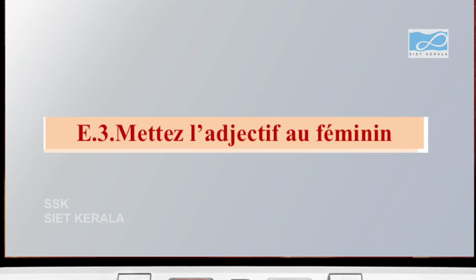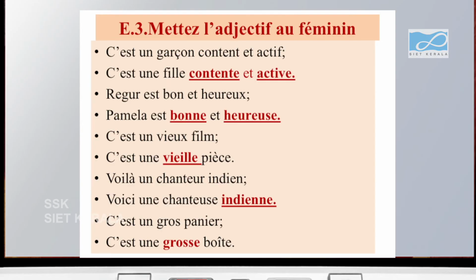So it goes like this, mettez l'adjectif au féminin. You have to change the adjective into the feminine form. Okay? So you have a masculine noun given in the first part with the adjective, c'est un garçon content et actif. Okay? So garçon is masculine singular, you get content et actif. When you make it into feminine form, content, you just add E. Now actif ends in F, so we learned, we change the F into VE. So it becomes c'est une fille contente et active.